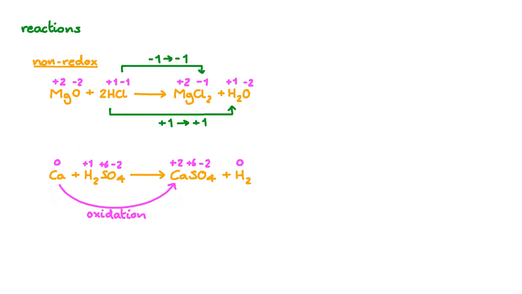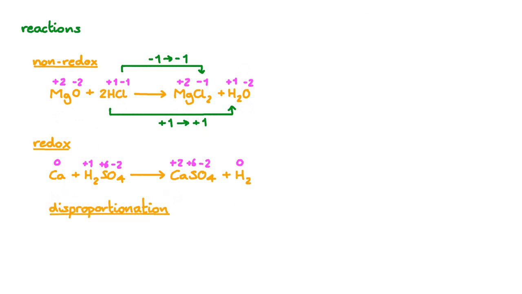In this equation we can see calcium going from an oxidation number of 0 to an oxidation number of positive 2. This is an oxidation. And we can also see that hydrogen is reduced, going from an oxidation number of positive 1 to 0. So we've demonstrated we're dealing with a redox reaction.